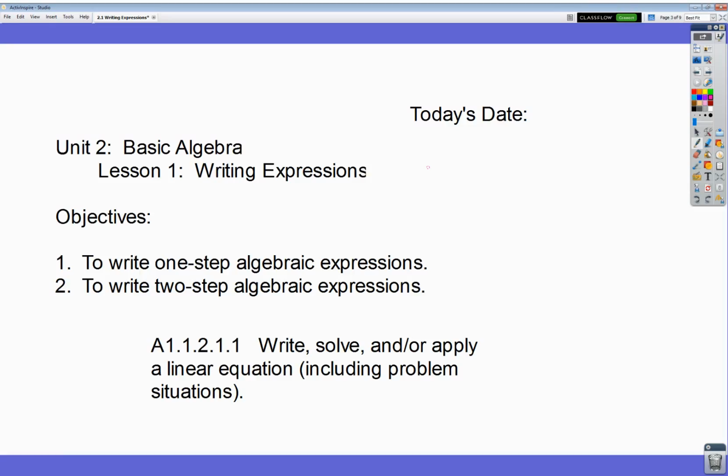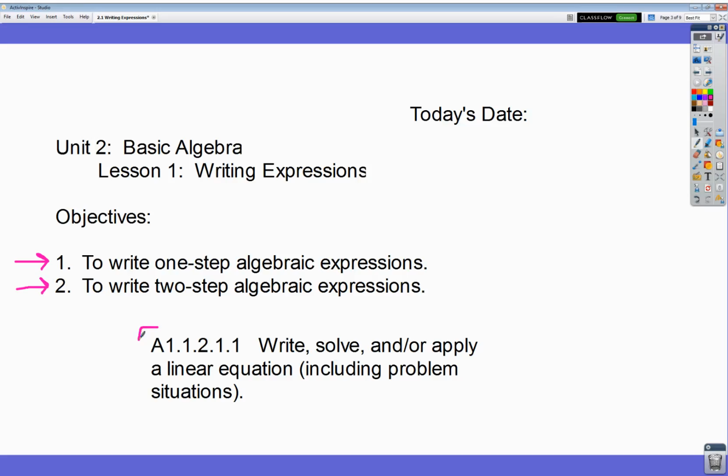Today's lesson is from Unit 2, Basic Algebra. It's Lesson 1, Writing Expressions. Our first objective is to write one-step algebraic expressions, and our other objective is to write two-step algebraic expressions.